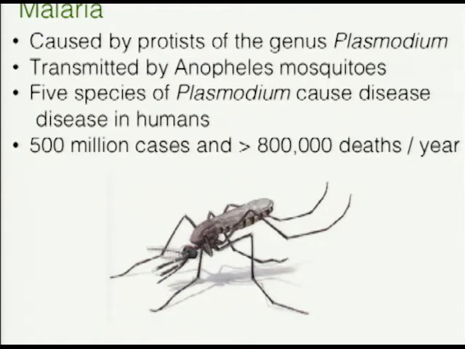There are 5 species of Plasmodium that cause disease in humans, with Plasmodium falciparum causing the most severe disease, being the species that causes 98% of the mortality. There are about 500 million cases of malaria a year and over 800,000 deaths a year due to malaria, and most of these are in children living in sub-Saharan Africa.